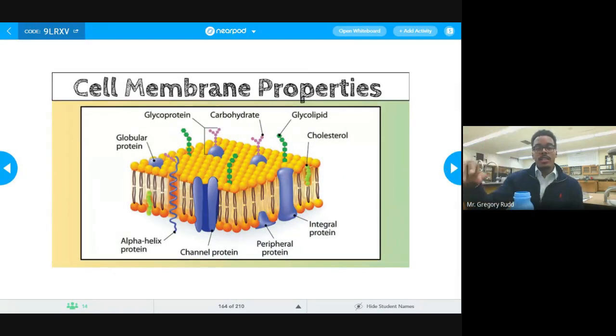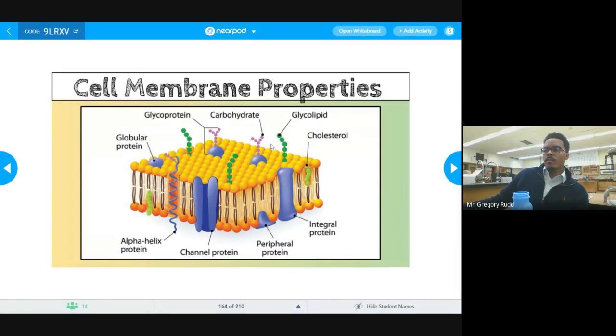Okay, so here's an image of the cell membrane as a mosaic. We see, number one, the phospholipid bilayer. We can see these yellow balls. They represent the phosphate head, which is hydrophilic. But we can also see these little brown noodle-looking tails. Those are the hydrophobic tails. They don't like water. We're going to talk more about that as well.